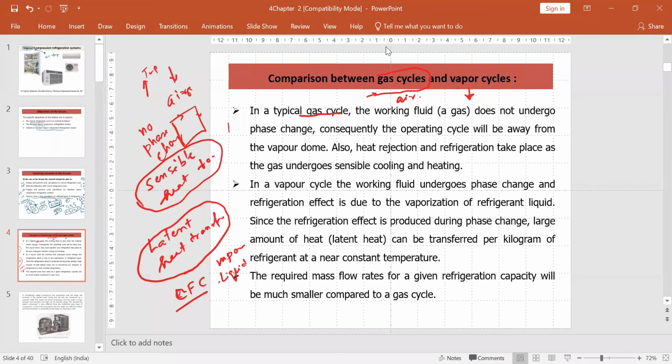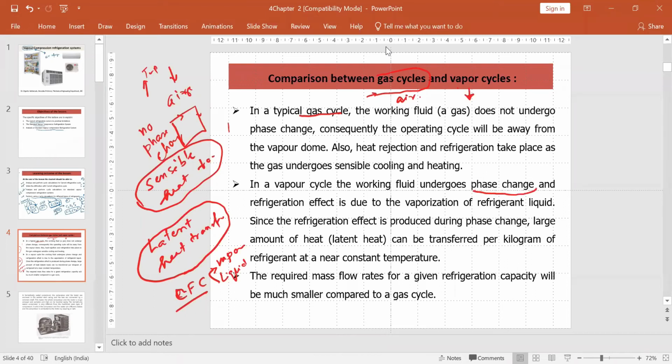Okay. So while it changes phases from liquid to vapor, there is a latent heat transfer. As a result, a high mode of heat transfer takes place. So this is the difference. You see, in a vapor cycle, the working fluid undergoes phase change.